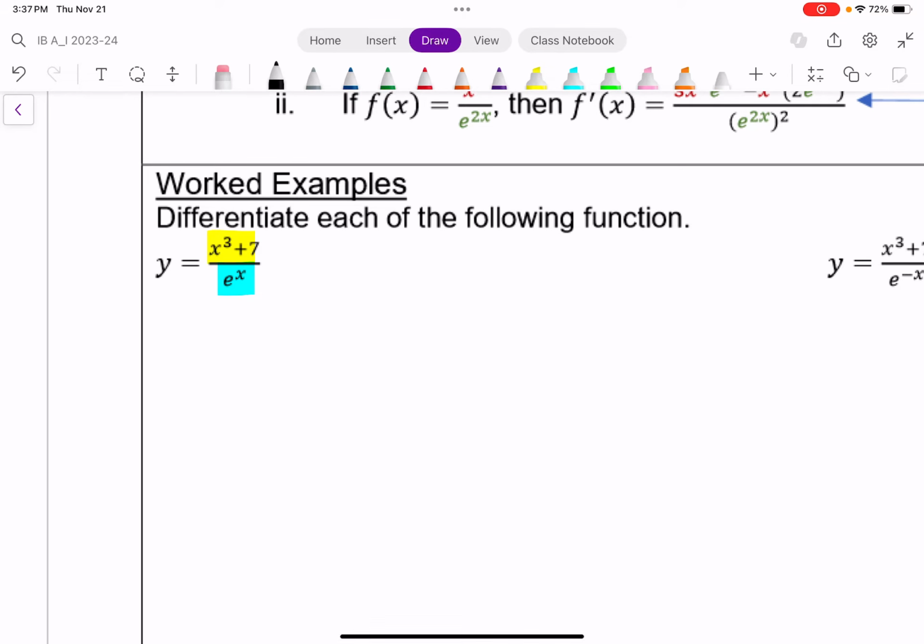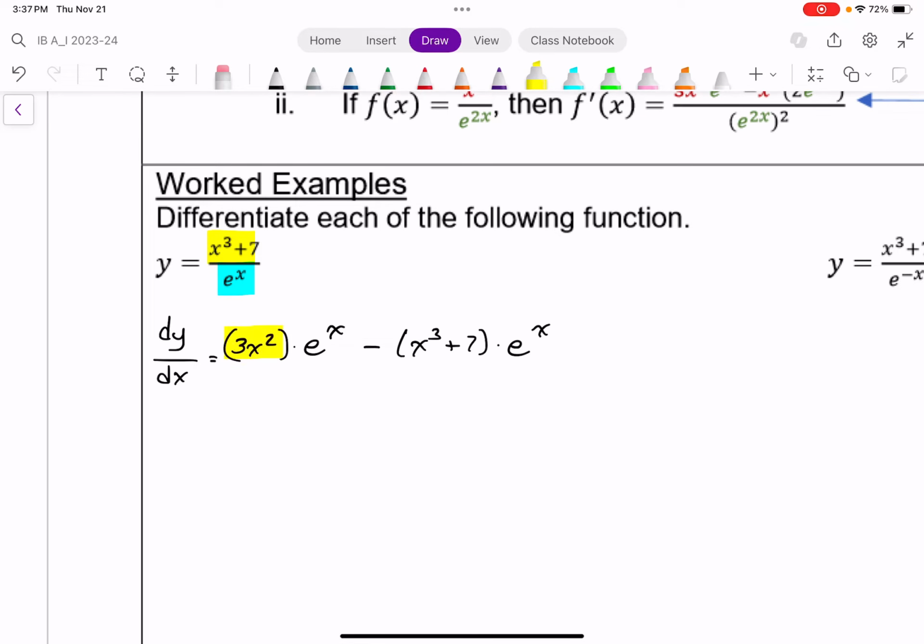in general, the quotient rule, if I want to find the derivative of this, I start with the derivative of the numerator. So the derivative of x cubed plus 7 is 3x squared, multiplied by the denominator as is, minus the other way around. The numerator as is, x cubed plus 7, times the derivative of the denominator, which in this case is still e to the power of x.